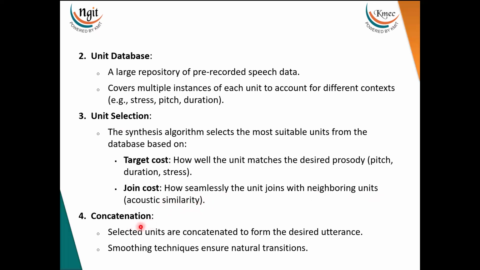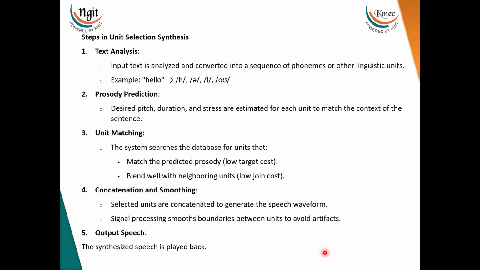Next step is concatenation. The selected units are concatenated to form the desired utterance. Smoothing techniques ensure natural transitions. So, the steps involved in unit selection synthesis. Before I get into this, the steps which are involved in unit selection synthesis are text analysis, prosody prediction, unit matching, concatenation and smoothing, and output speech.